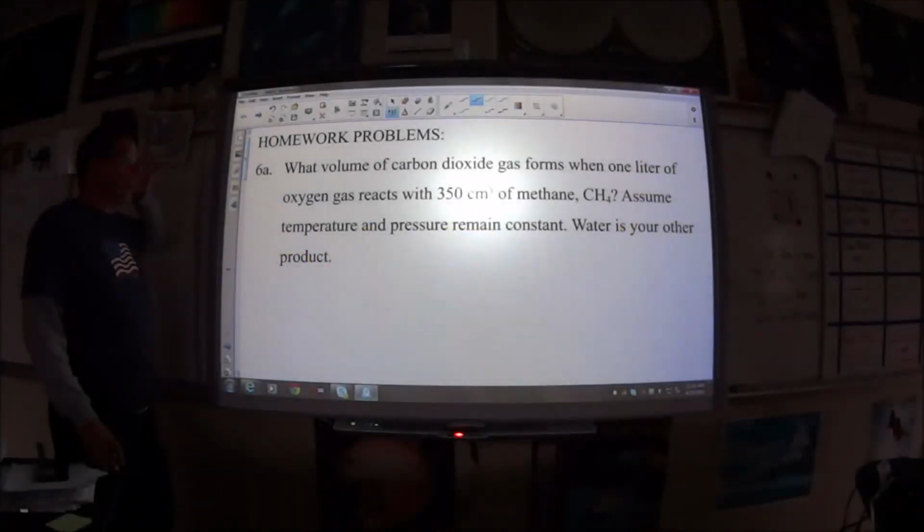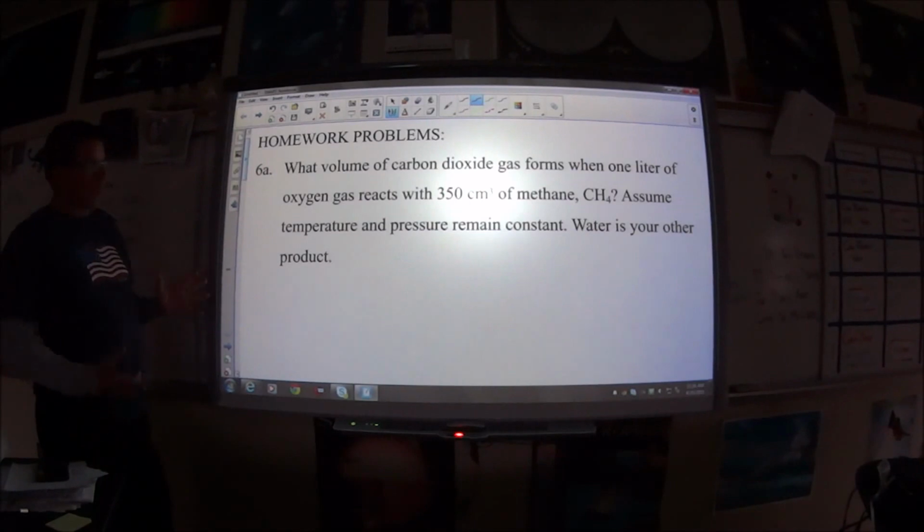Homework problem 6A. What volume of carbon dioxide gas forms when 1 liter of oxygen reacts with 350 centimeters cubed of methane? Assume the temperature and pressure remain constant. Water is also a product, or the other product. Alright, sounds like a stoichiometry problem.